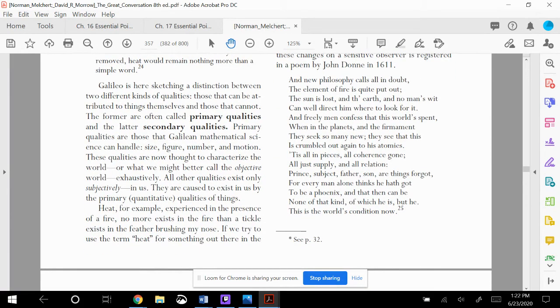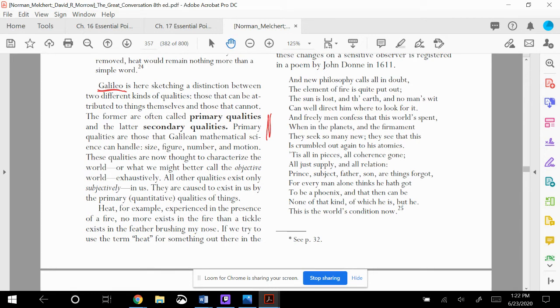Last one, primary and secondary qualities. Galileo brings these up. These are really fascinating. Locke, as we're going to see in later chapters, actually borrows these primary and secondary qualities, and Berkeley. So Locke and Berkeley are going to engage with these. These are really fascinating things. I'll give you an example.